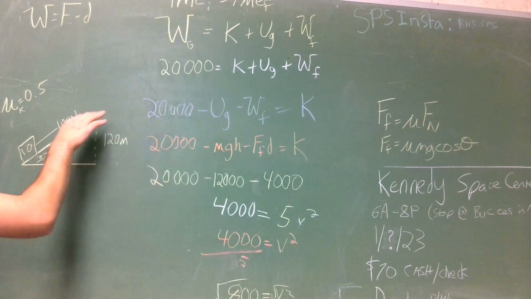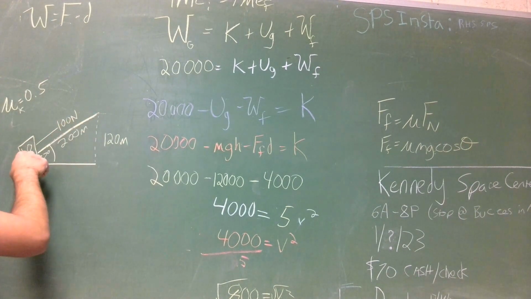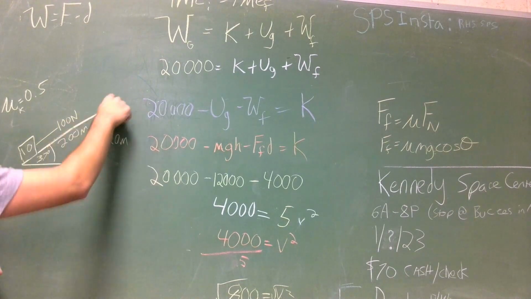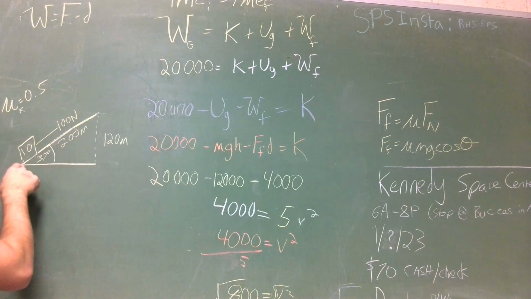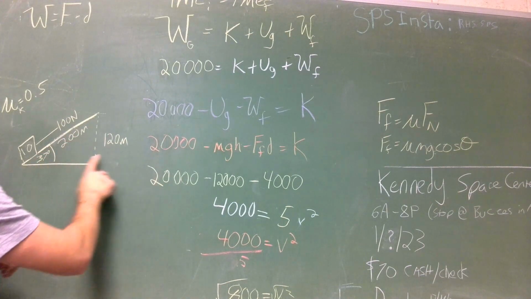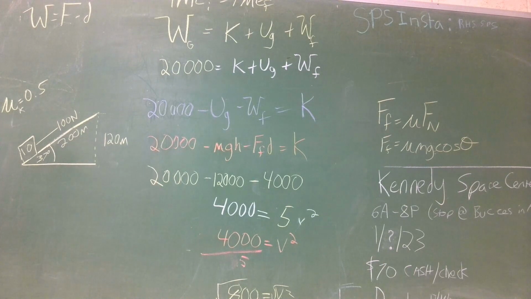Let's say we've got a rough incline with a 10 kilogram box being pulled by 100 newtons. The total length of the ramp is 200 meters. Using trigonometry, 200 sine 37 gives me a height of 120, and my coefficient of kinetic friction is 0.5.